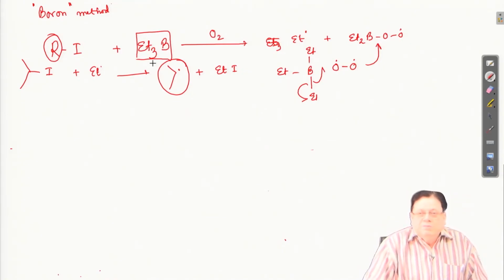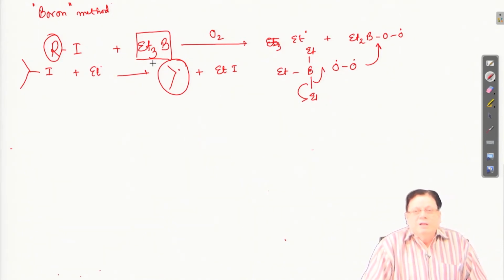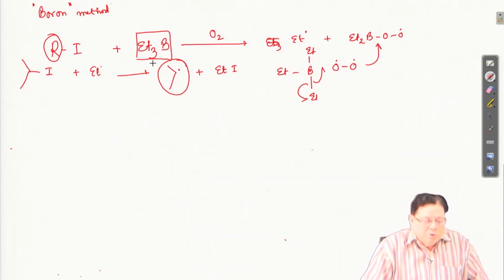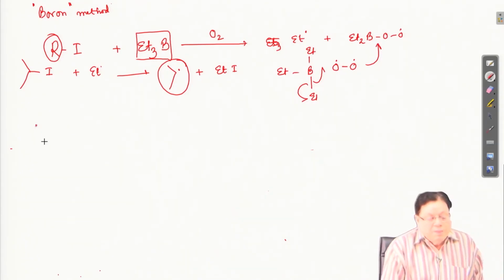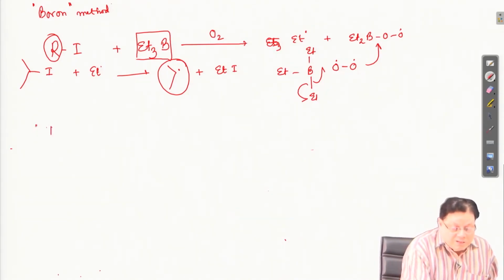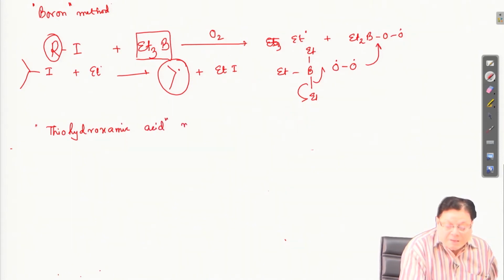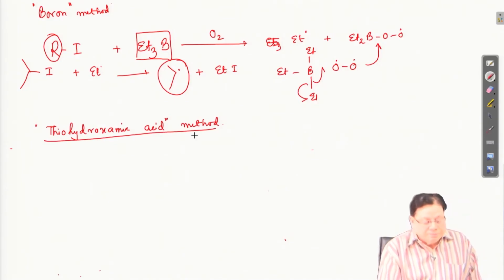We will give examples of all these processes. I think for the tin one we have already given a few examples. We will start with the mercury one and then the boron, and finally, the one I also would like to mention is a method which is called the thiohydroxamate or thiohydroxamic acid method. Thiohydroxamic acid method. What is thiohydroxamic acid?